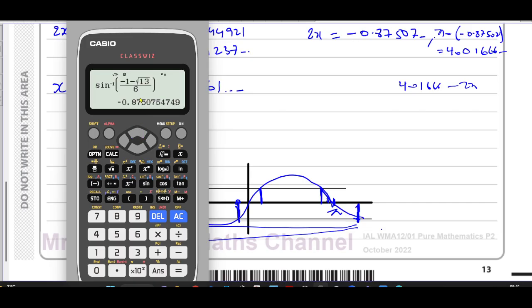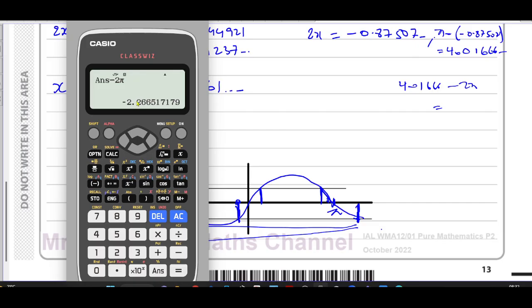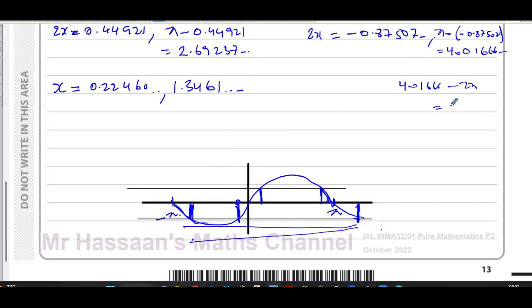Okay, so we got this answer, and then we did pi minus this answer, which gave us this, and then we've got to go back 2 pi. So we've got to take away 2 pi from this angle. Okay, and that gives us the answer that we're looking for, which is negative 2.2665. So our solutions that we need from this are this solution and this solution here.